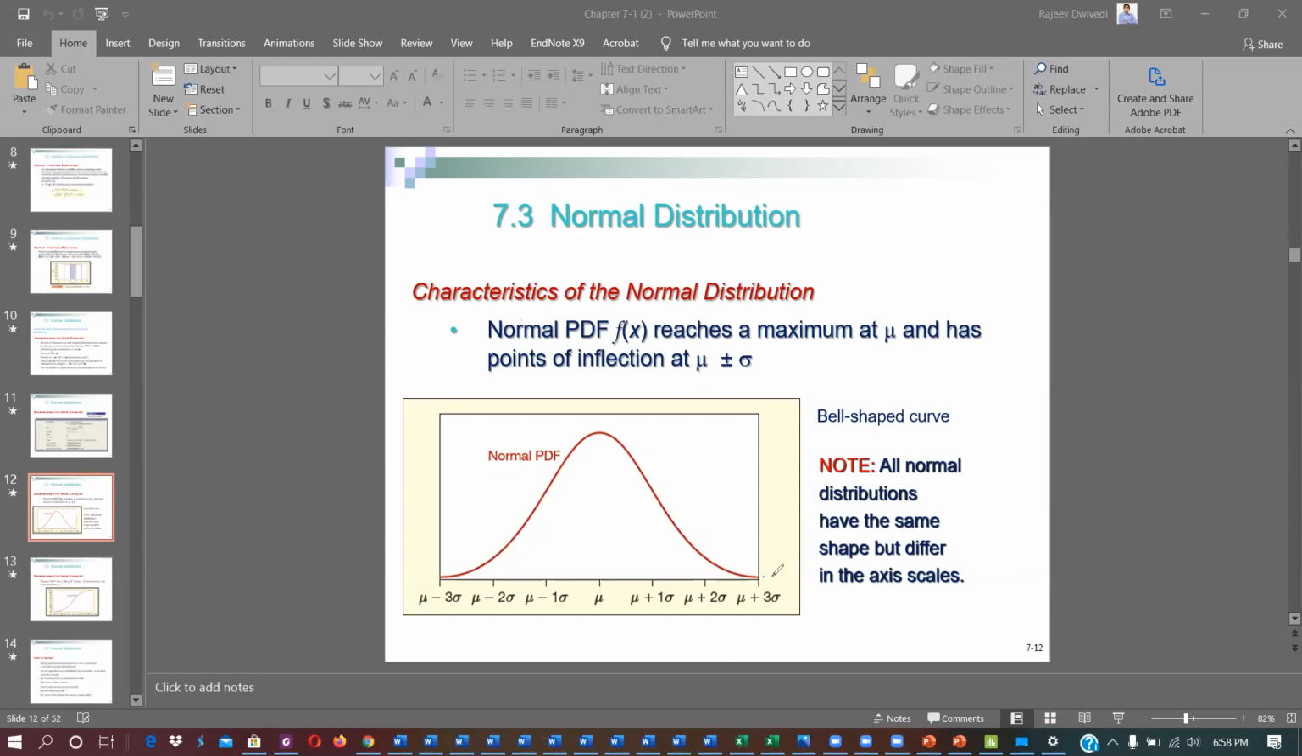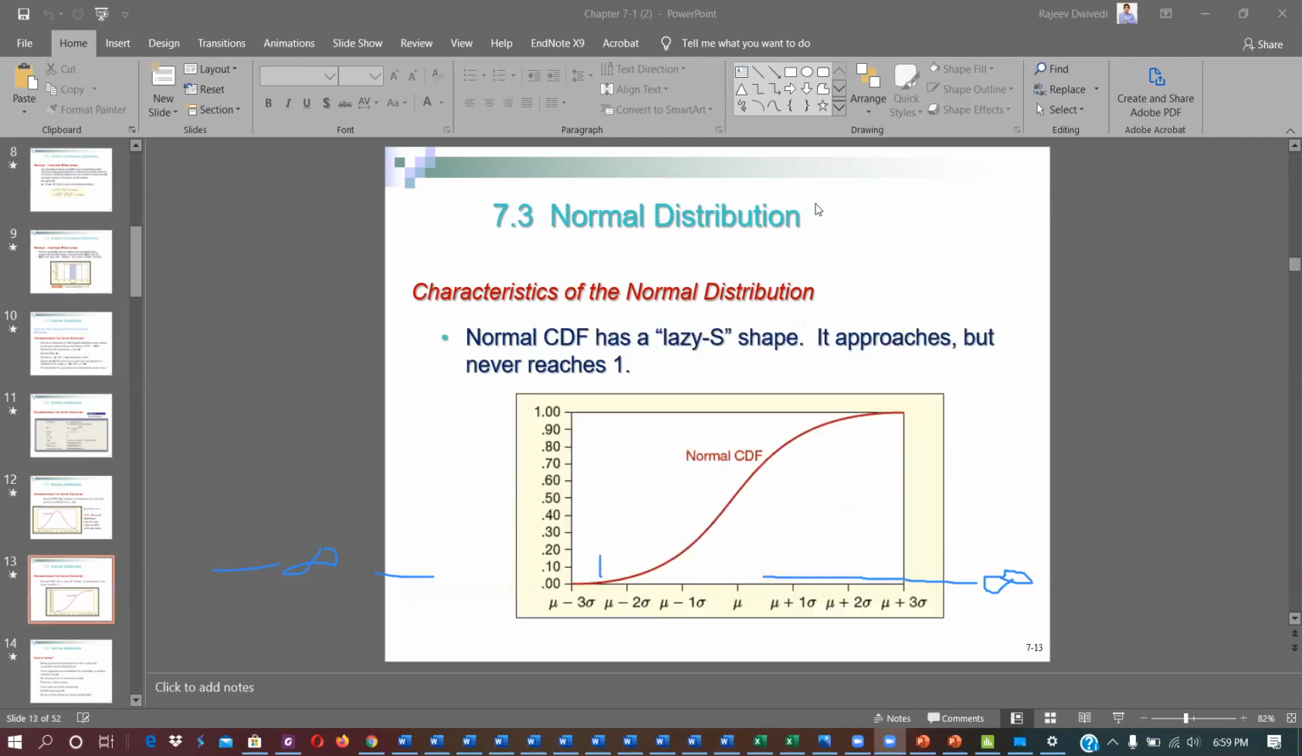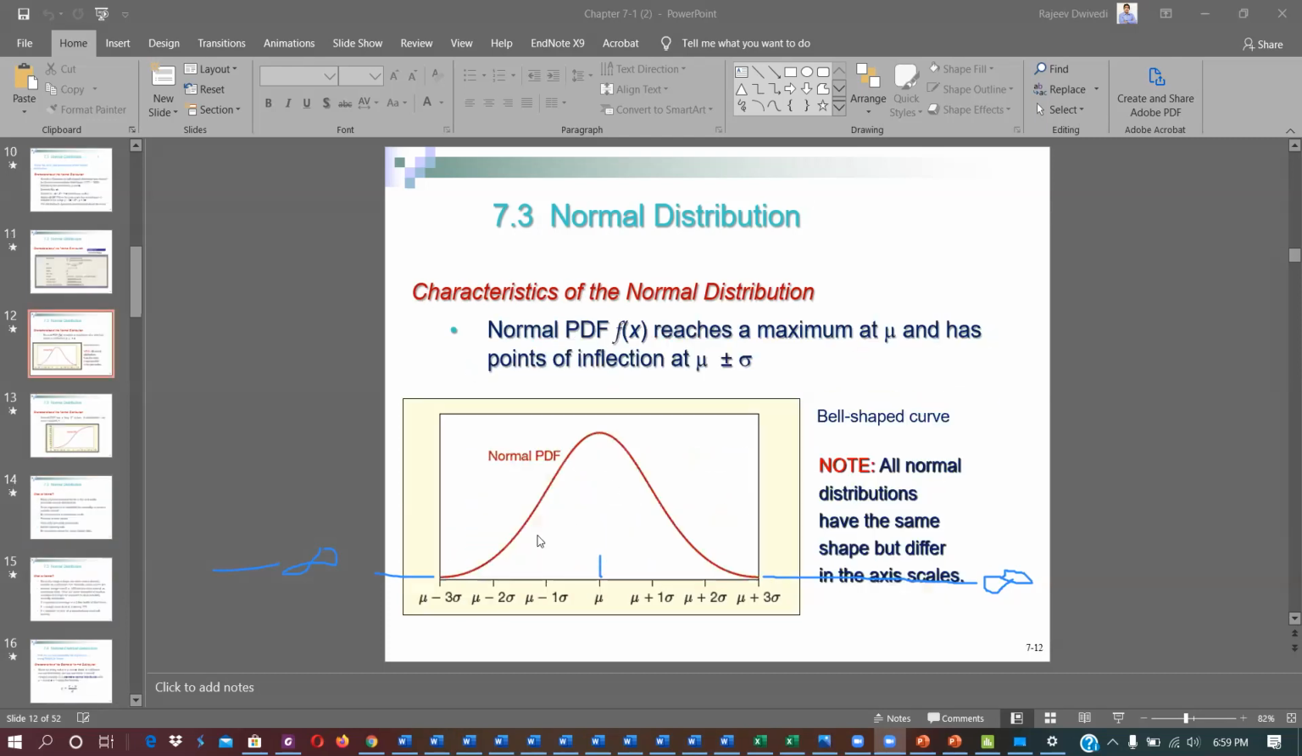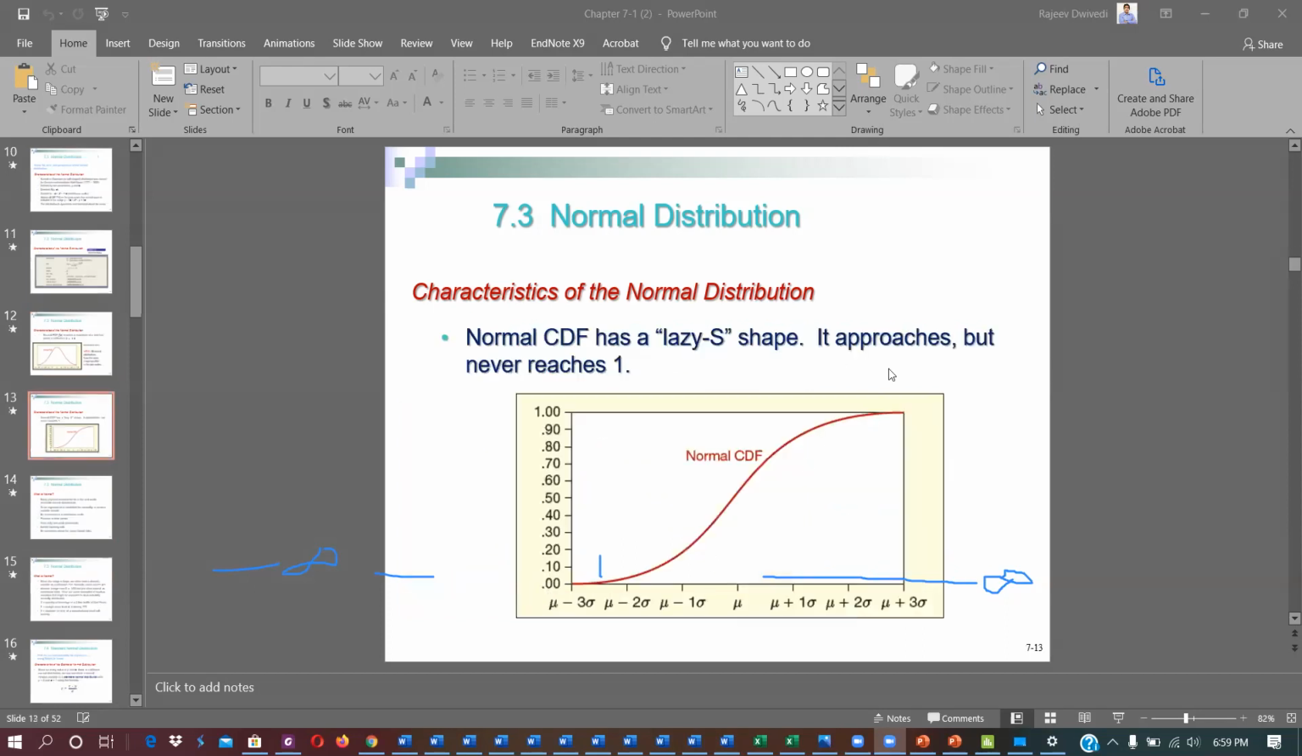You can see these two ends are going all the way to infinity. It means this curve is not touching the bottom or base. They can be very, very close to zero, but they are not zero. Therefore, the range is minus infinity to plus infinity. Is it making sense? For standard normal, this is the mean, and these are plus or minus 3 sigma, both sides. And PDF is like this, CDF is like this.